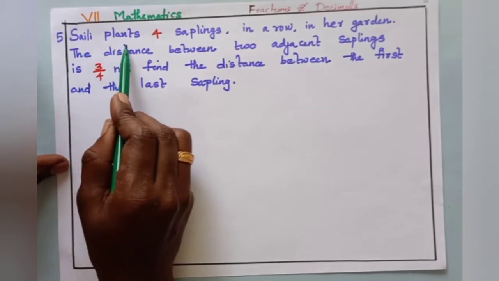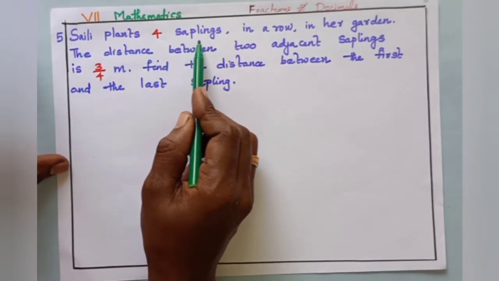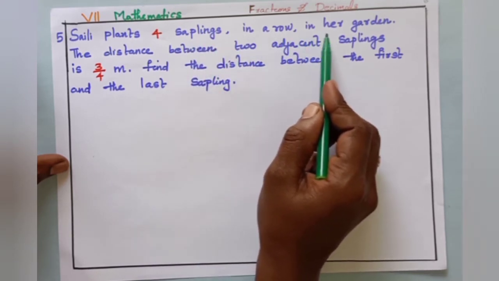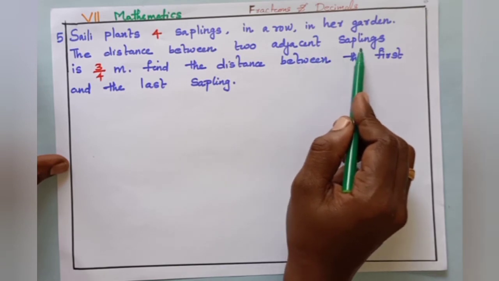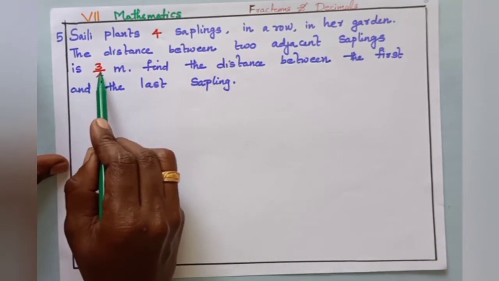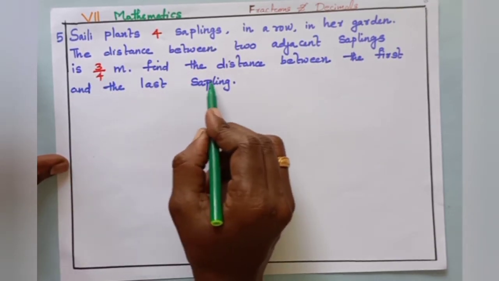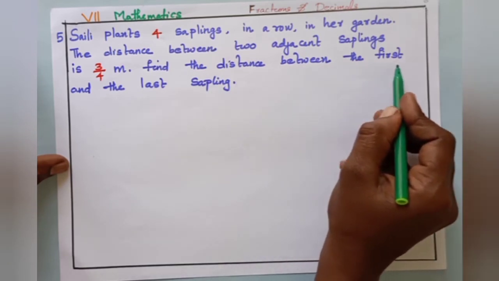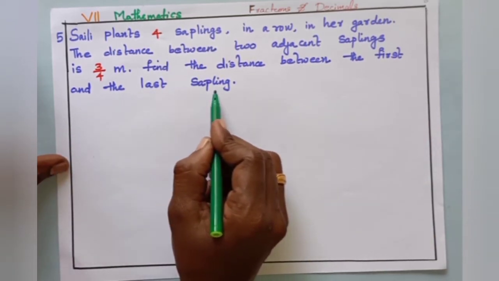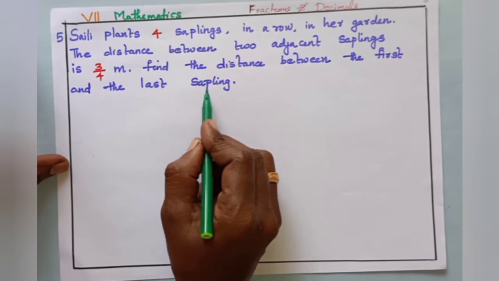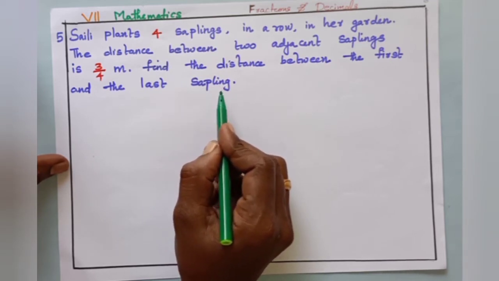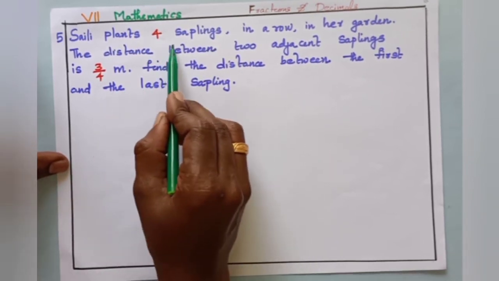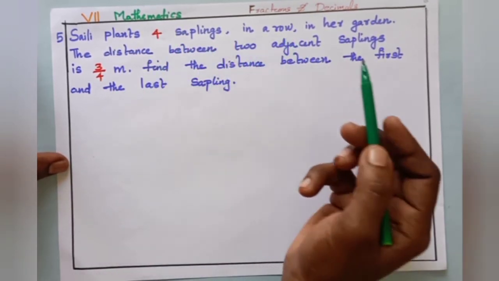Question. Sally plants 4 saplings in a row in her garden. The distance between 2 adjacent saplings is 3 by 4 meter. Find the distance between the first and the last sapling. What is the meaning of sapling? Sapling is small plants. So, here 4 saplings arranged in a row.